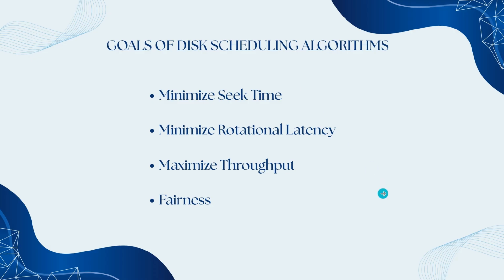Goals of disk scheduling algorithms. First one, it minimizes the seek time. The algorithm aims to reduce the total seek time by optimizing the movement of the disk head. Then second, minimize the rotational latency. The algorithm tries to minimize the rotational latency by efficiently scheduling the requests. Then third one, maximize throughput. The algorithm aims to increase the number of I/O operations that can be completed in a given time period. Then fairness, algorithms need to ensure that all the requests are served in a fair manner.